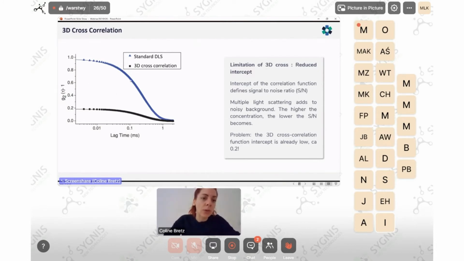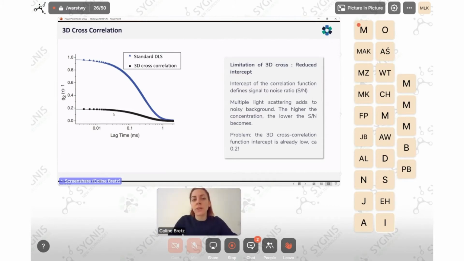Now, when you do 3D cross-correlation, because you perform these two light scattering experiments at the same time, you're going to have crosstalk between detectors, which means that multiple light scattering adds to the noisy background. And also, because of this crosstalk, you get this reduced intercept. So you start with a low signal, and as I said, when you have multiple light scattering, you have noise on top. And so the cross-correlation function is going to decay to be very, very small, and it's going to be difficult sometimes to fit data if you're measuring on very concentrated samples.